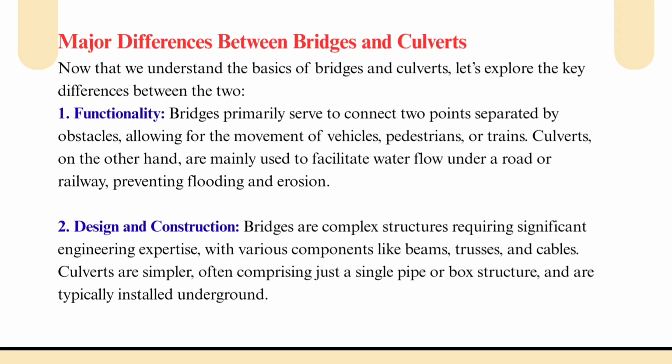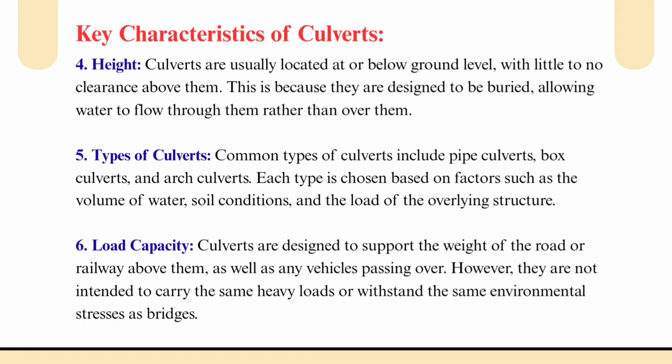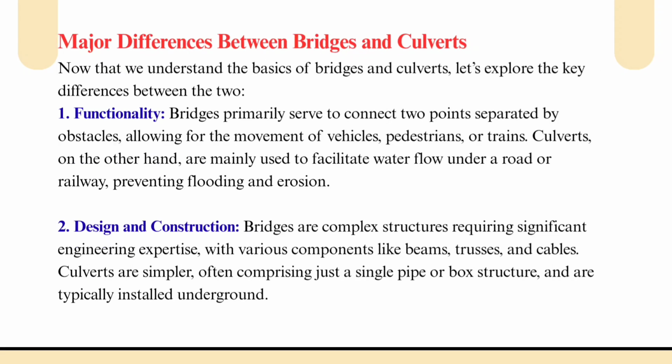Now we'll take the major differences between bridges and culverts. Now that we understand the basics of bridges and culverts, let's explore the key differences between these two. The first one, functionality. Bridges primarily serve to connect two points separated by obstacles, allowing for the movement of vehicles, pedestrians or trains. But culverts, on the other hand, are mainly used to facilitate water flow under a road or railway, preventing flooding and erosion. This is the basic difference between a bridge and a culvert depending upon its functionality.